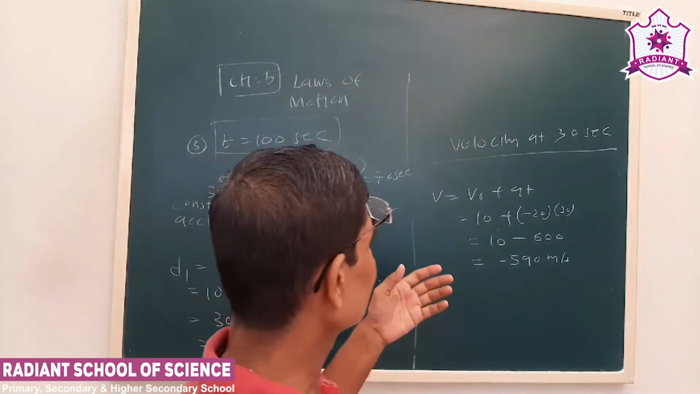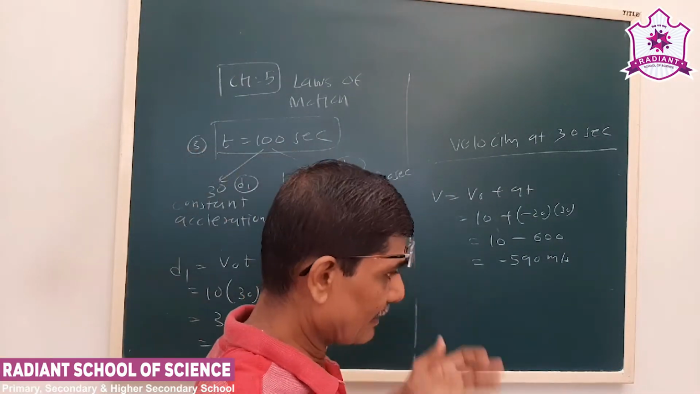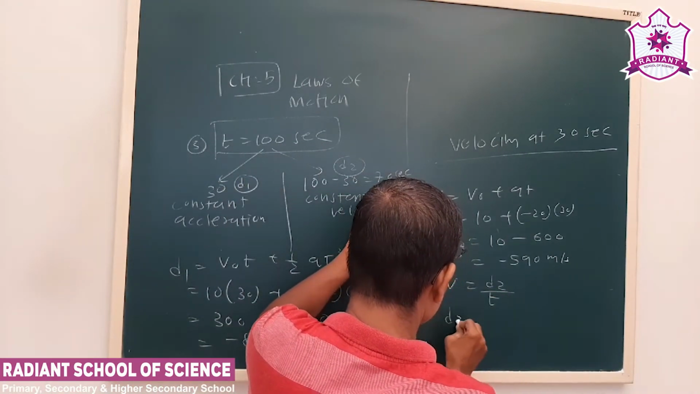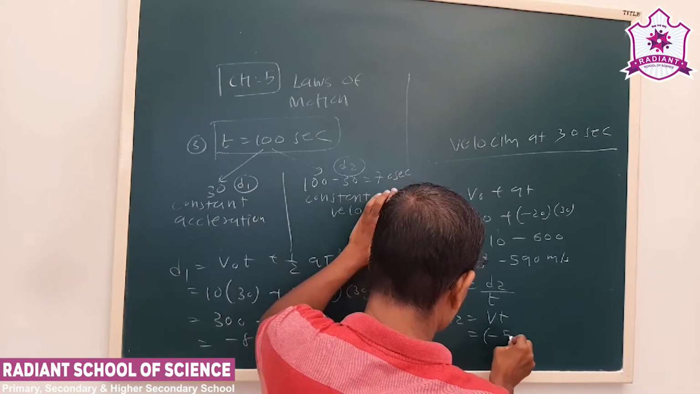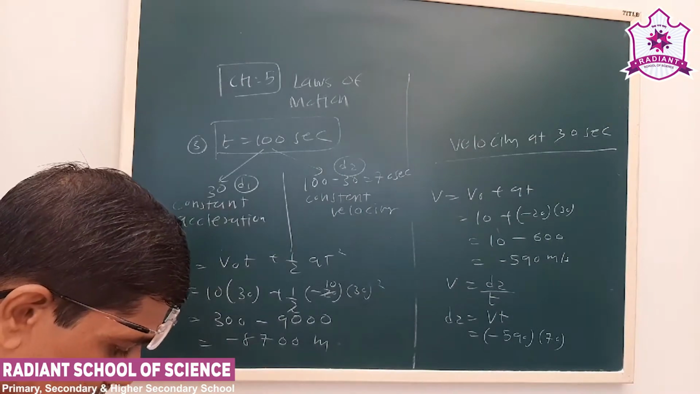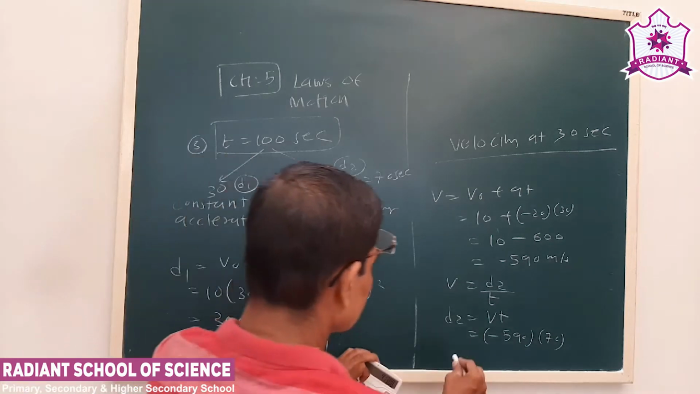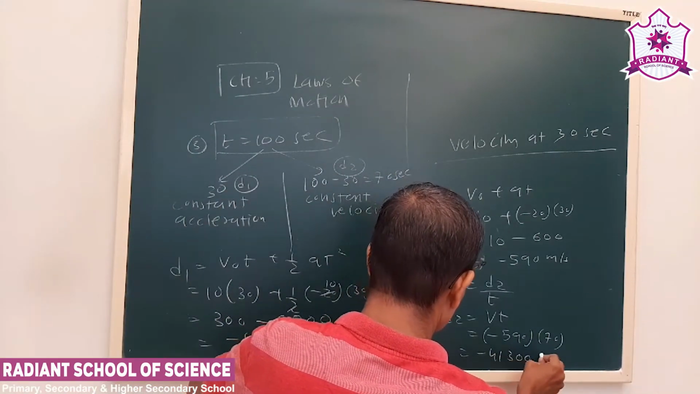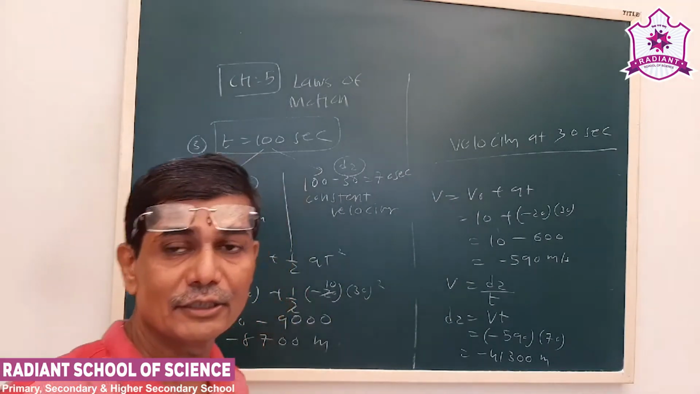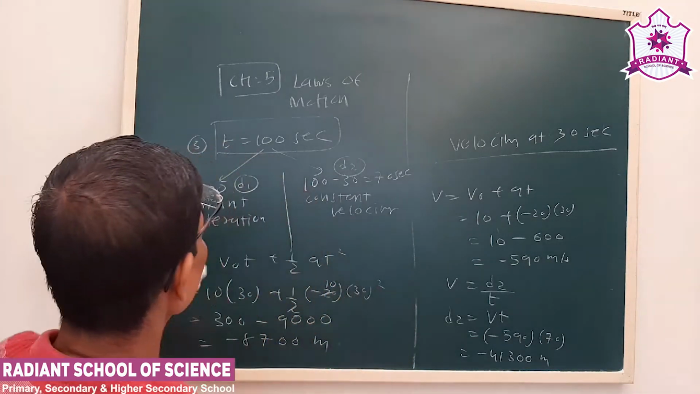Now for the remaining 70 seconds, the object will travel with this velocity. So again, v is equal to d2 upon t. We can say d2 is v into t, minus 590 into 70, so we can calculate. Okay, now the total distance covered during 0 to 100 seconds will be d1 plus d2.